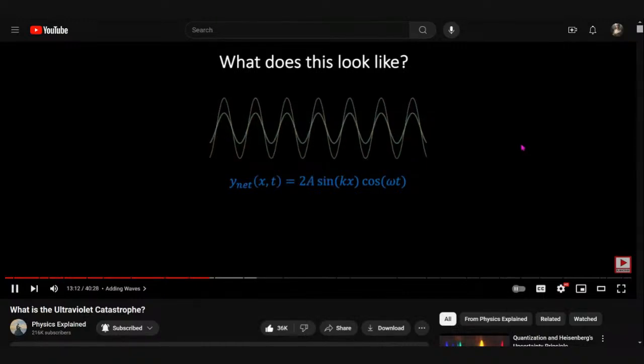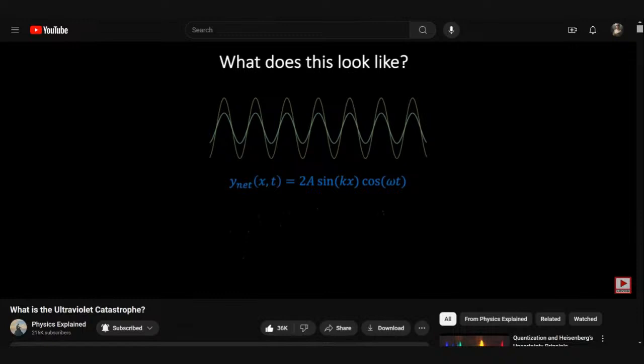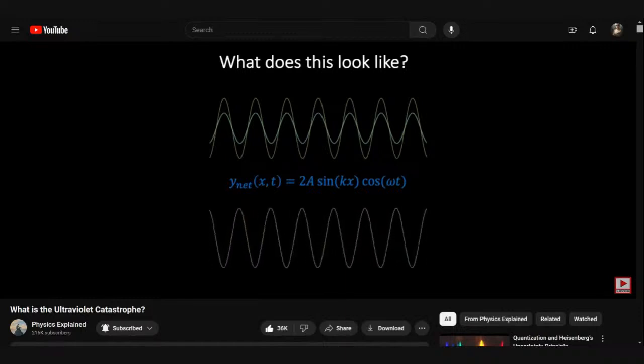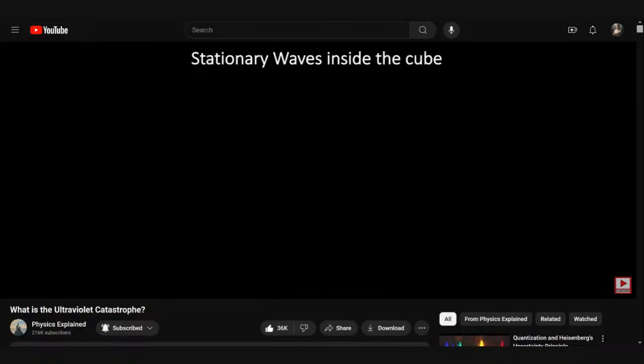And if we remove the left and right moving waves and just focus on the net displacement, we get the following stationary wave pattern. That's amazing. It's called a stationary wave pattern for obvious reasons: it's not moving to the right or left, it's just moving up and down. Amazing. So, how does this relate to the electromagnetic radiation inside the Jeans cube?